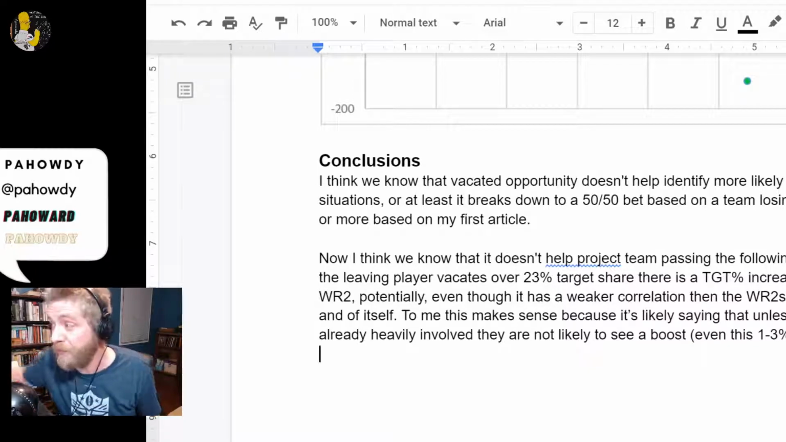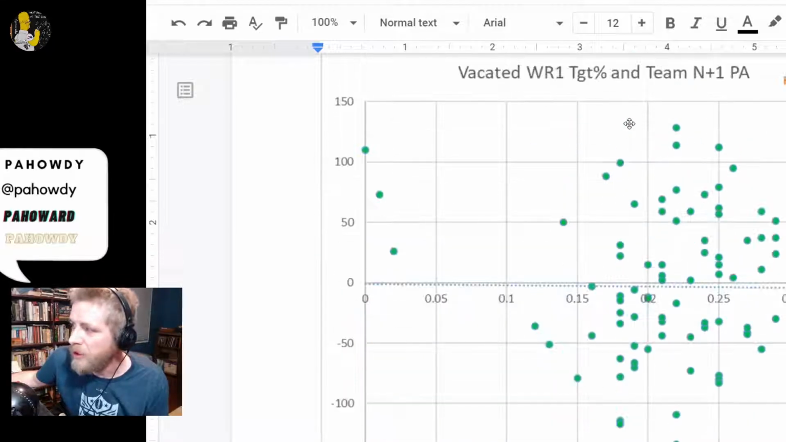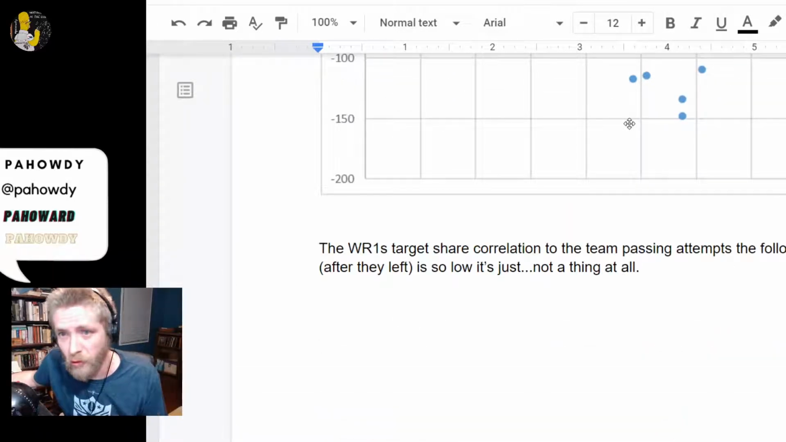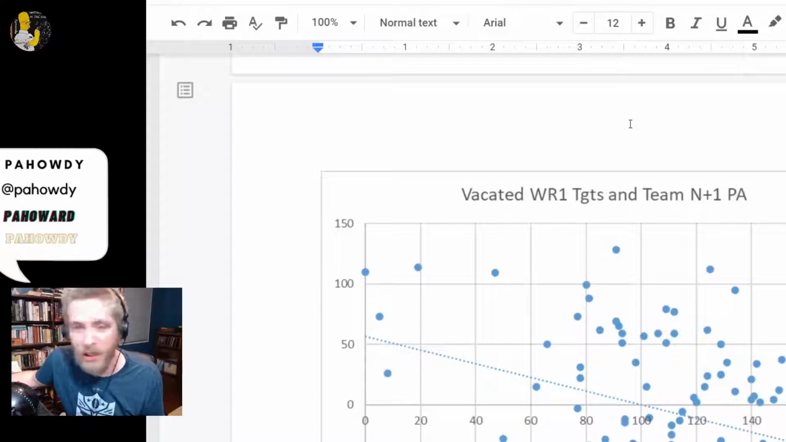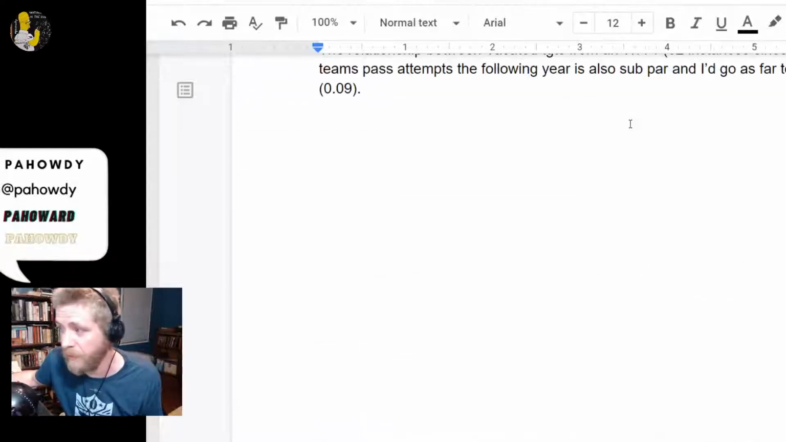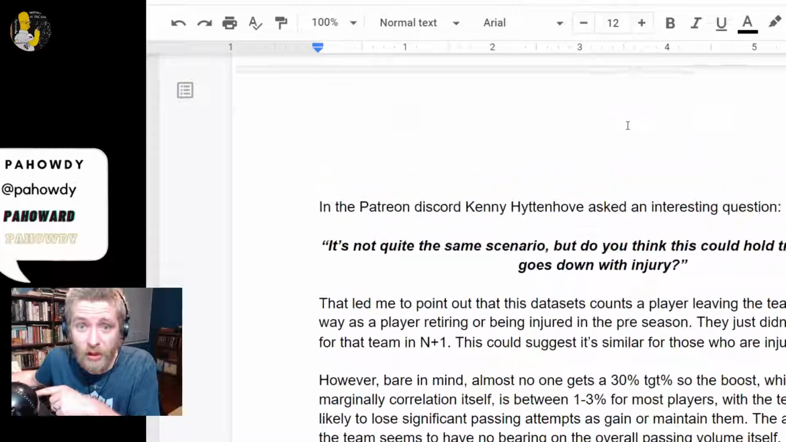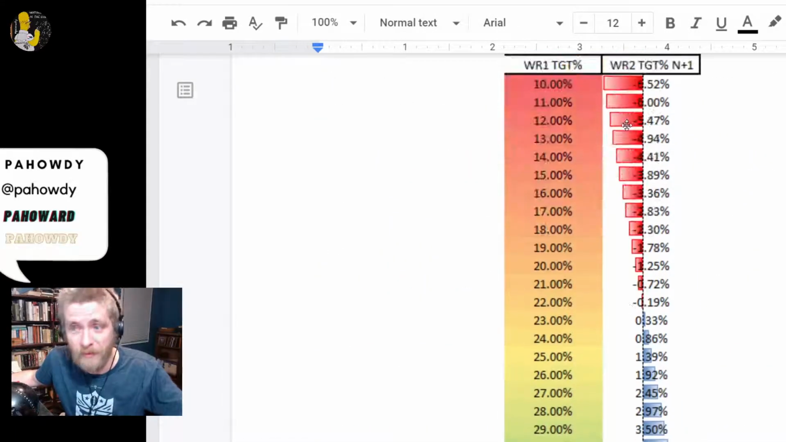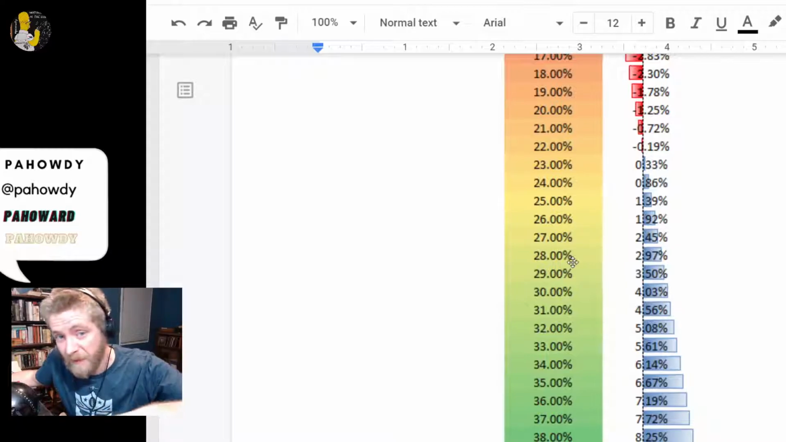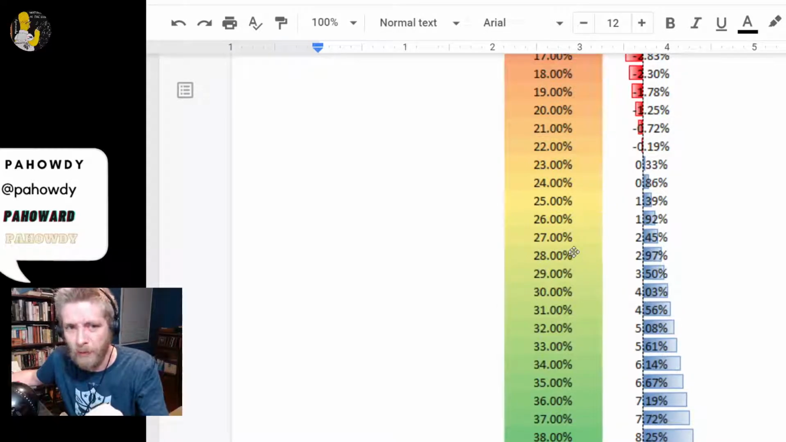He hasn't told me yet, but I went on off my own while he found time to reply to me, because he's with his family. It was Mother's Day. Found that target share correlation for the wide receiver 2 if the wide receiver 1 left with a significant... I think it's in that ballpark that he found.